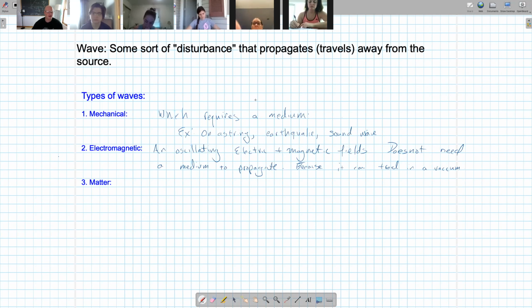The last type of wave is what's known as a matter wave. A matter wave is the fact that all fundamental particles, things like protons and electrons, actually have a wave nature to them. So this is quantum mechanics. What quantum mechanics says is that all objects have a wave property. So all matter has a wave property.